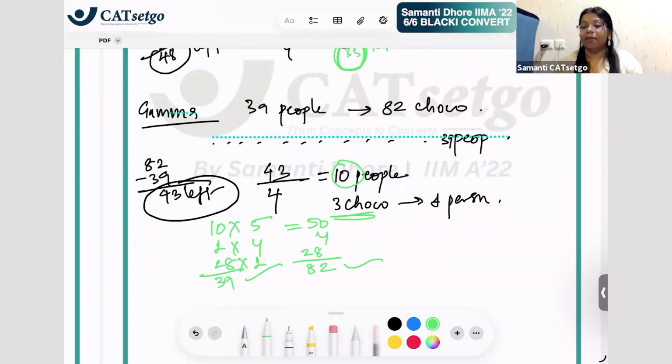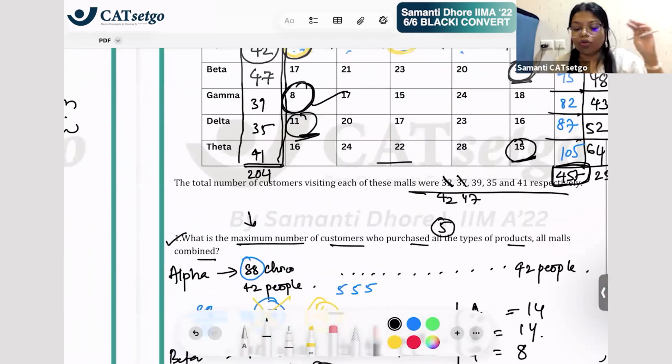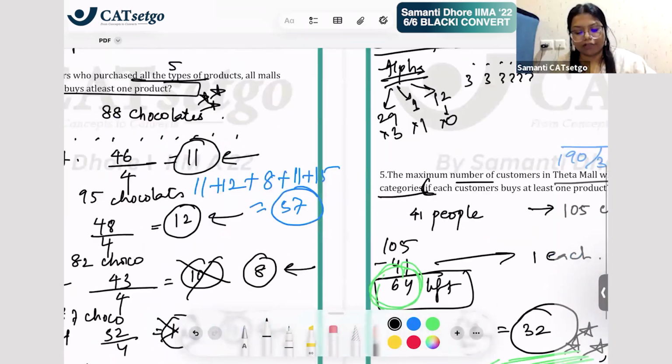So this is right. But is it meeting my constraints? Let me check. So I am giving 10 people 5 chocolates each, right? Do I have 5 chocolates of each type? Do I? Oh no, I don't. I have only 8 chocolates of one type for Gamma, so I can't do that. This doesn't meet my constraints, so I'll have to rework this.